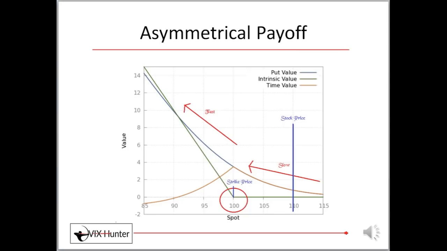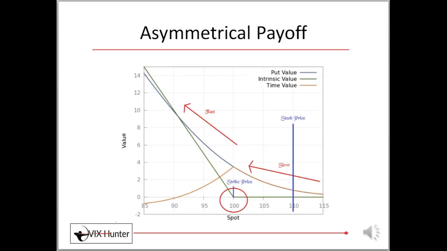A very simple example of this would be having a short put position on a stock. When the strike, in this case $100, is far below where the stock is trading, which is at $110, that put is not going to fluctuate very much. It's not going to react as much to a move in the underlying. But as the stock moves down and gets closer and closer to that strike, the put becomes more reactive to moves.